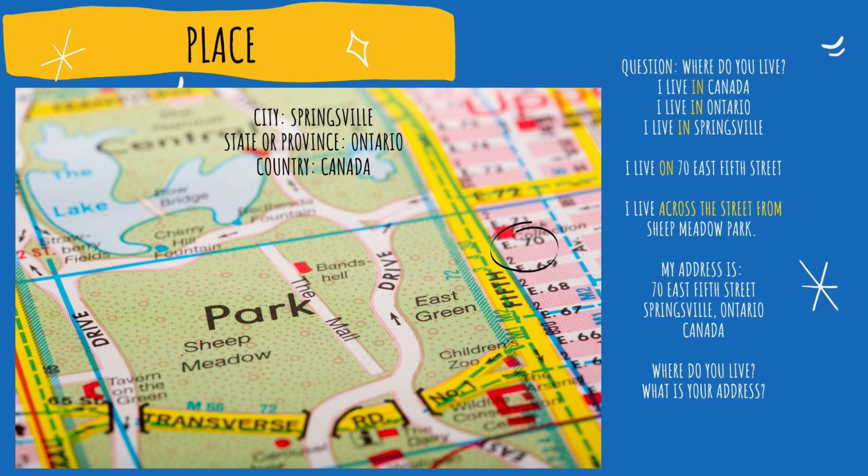What street do you live on? I live on 70 East 5th Street. I live across the street from Sheep Meadow Park. What is your address? My address is 70 East 5th Street, Springsville, Ontario, Canada.